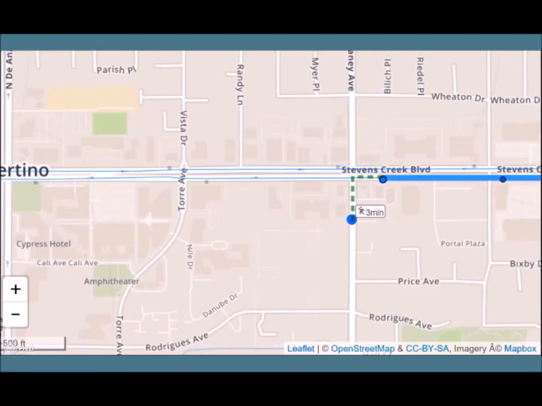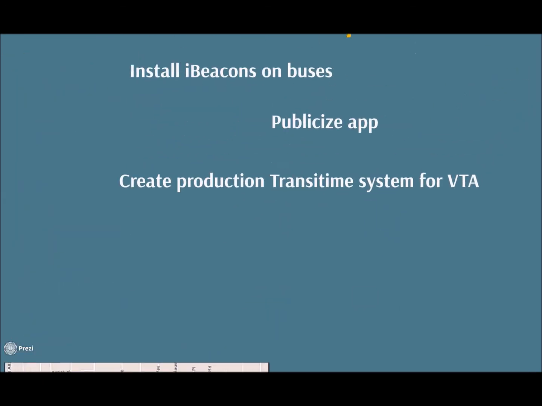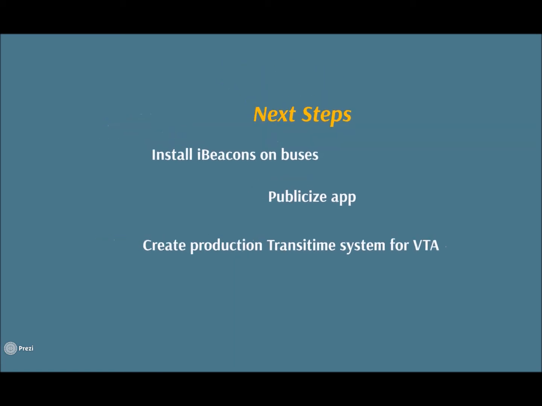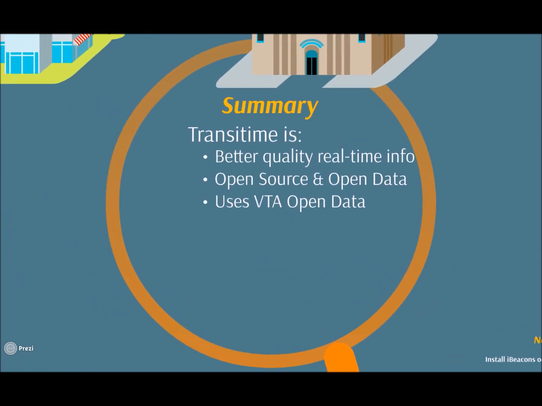When the passenger gets on the bus, it automatically appears on the system and then moves in real time. So now we have real-time information that is crowdsourced. The next steps are to install iBeacons on buses, publicize the app, and create a production Transitime system for VTA. So in summary, Transitime is better quality real-time information, and it is open source and open data, and it uses VTA open data.